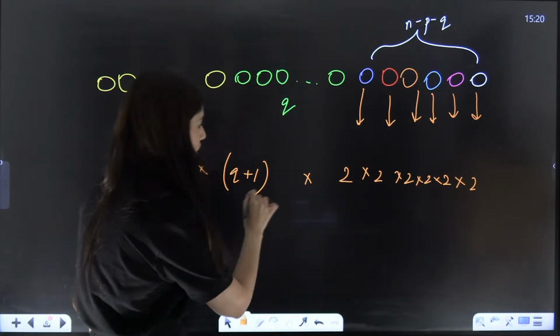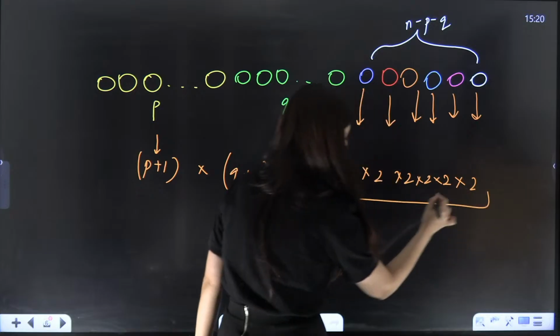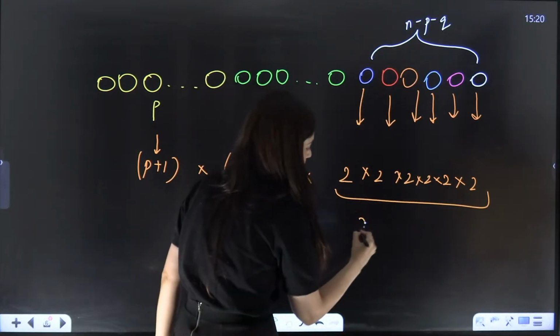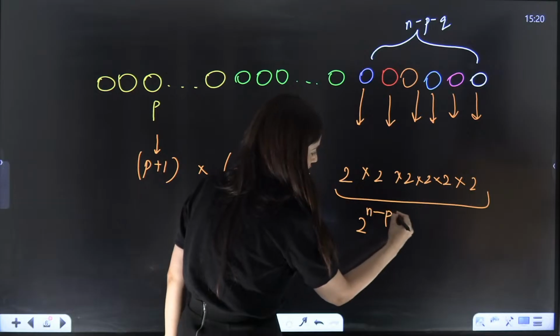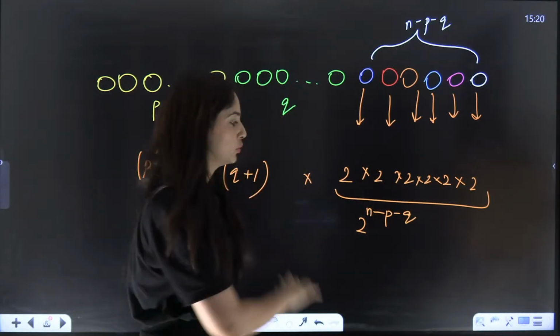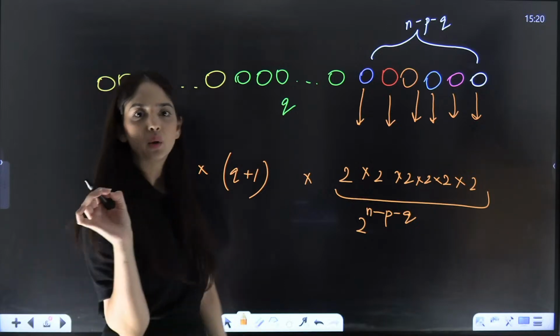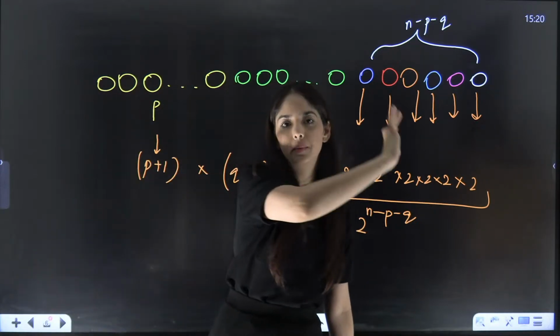So now we can just combine this, because how many times are we writing 2? n minus p minus q times. So this becomes 2 raised to power n minus p minus q. So we combine all of these and then remove that one case when none of them is being chosen.